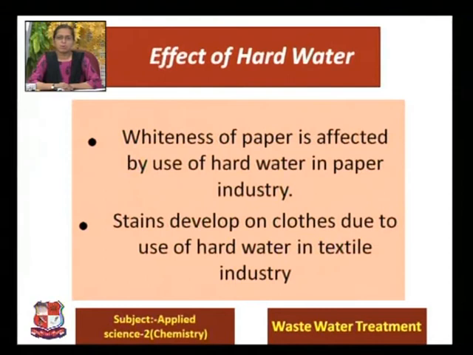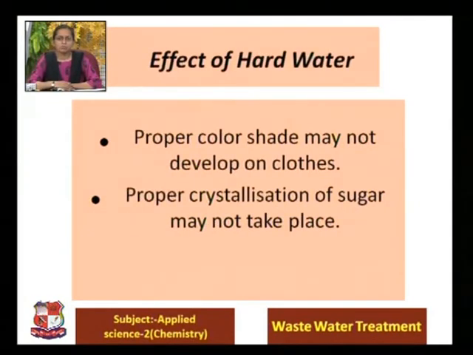Then stains develop on clothes due to use of hard water in the textile industry. If you use hard water in the paper industry, your paper quality will be very different; the whiteness of the paper will be affected. And in the textile industry, which deals with different color shades, there are chances that stains may develop on the clothes. The proper color shade may not develop. If you desire some color and use hard water in the textile field, then the desired color shades may not be obtained on the clothes.